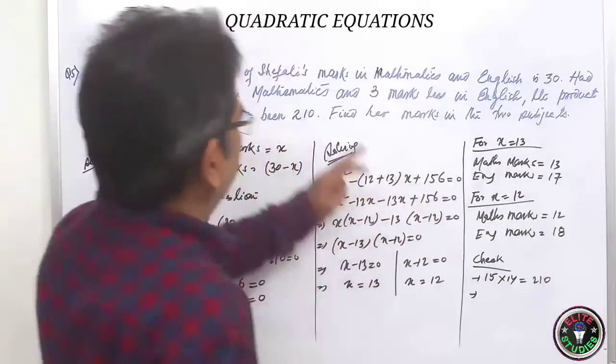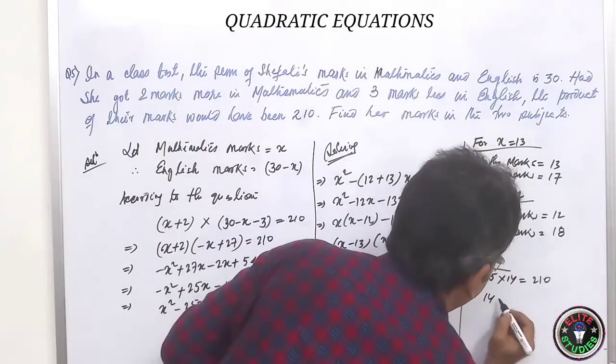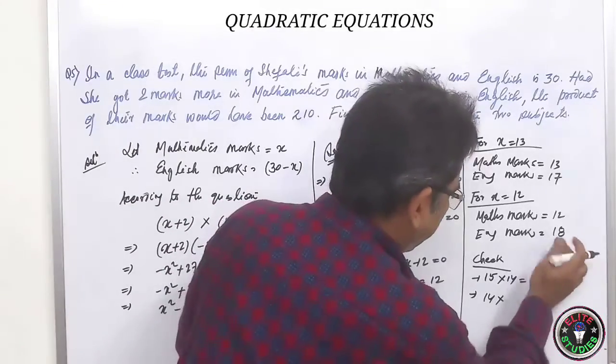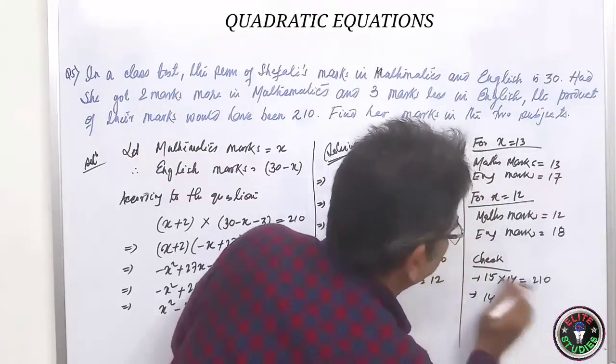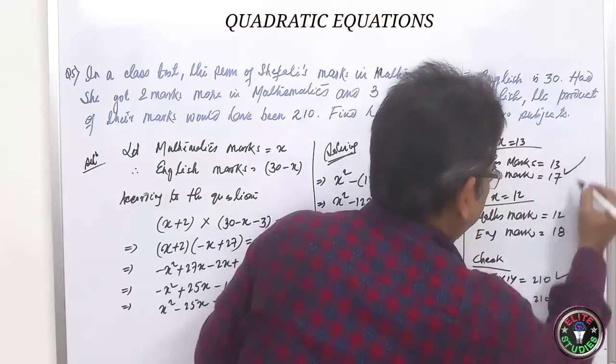And this is case 2. Now 12. Now 2 marks more in maths, 2 marks more means it is 14 into. Now 3 marks less in English, 3 marks less means it is 15. You see, it is just the same thing. So you are getting 210. So our answer is correct.